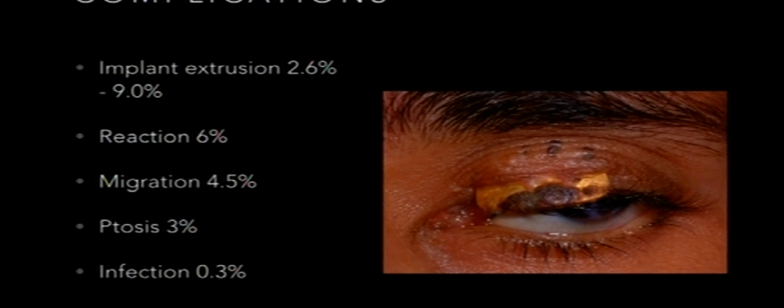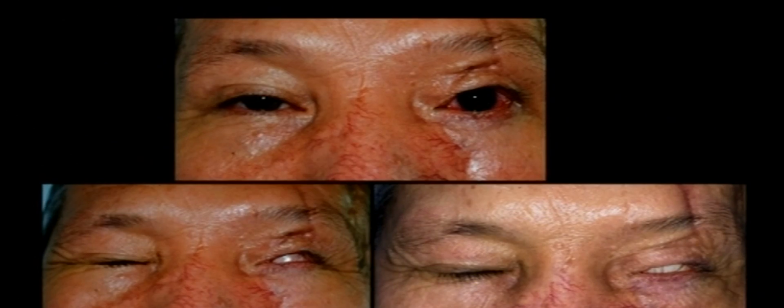But it's associated with certain complications. Implant extrusion is the commonest complication because it's a foreign body, it induces a reaction, and sometimes it just migrates out of the skin. The other problem which I find is that the gold weight implant is visible. It's visible as a thickening on the eyelid surface, which may not be desirable, particularly in young patients who want a better cosmesis. So that is the reason why I prefer to do a levator recession rather than a lid loading procedure in these patients.